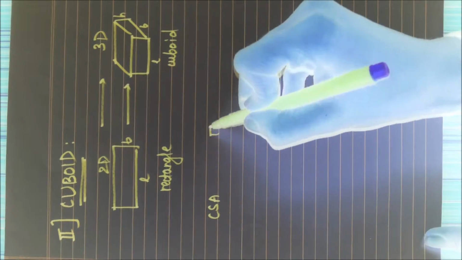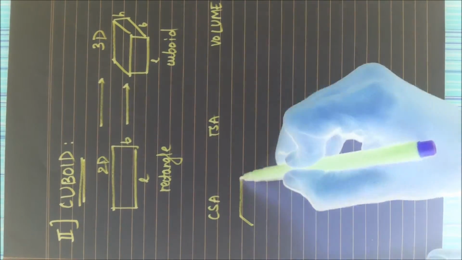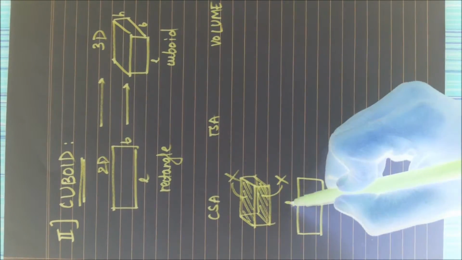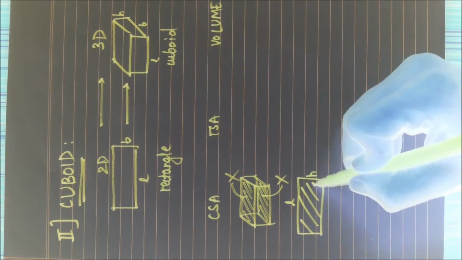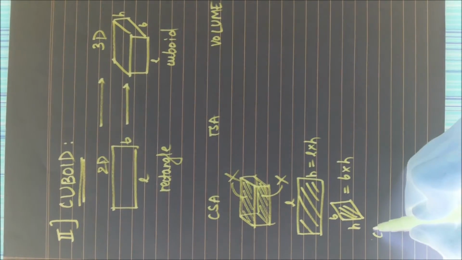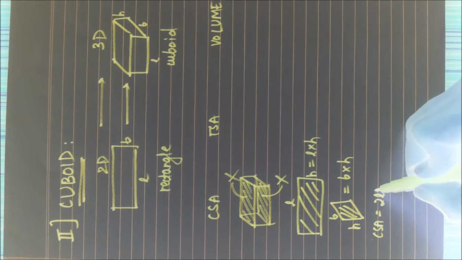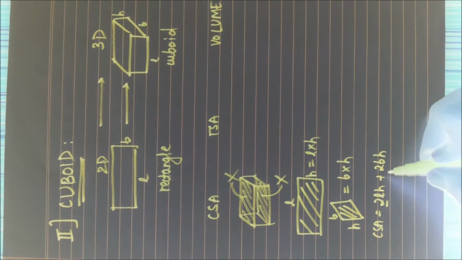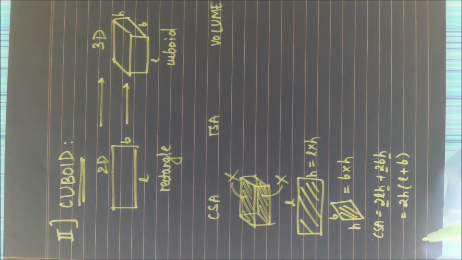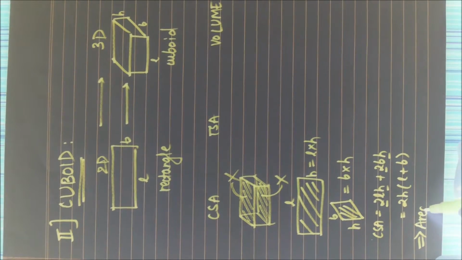So the curved part of the cuboid will have only 4 surfaces, 2 front faces and 2 side faces. The front faces are made up of length and the height, and the side faces are made up of breadth and the height. As it's a rectangle, its area will be L into H and B into H. So CSA of a cuboid is HL plus HL plus BH plus BH. So this gives us the CSA of a cuboid to be 2H(L plus B).